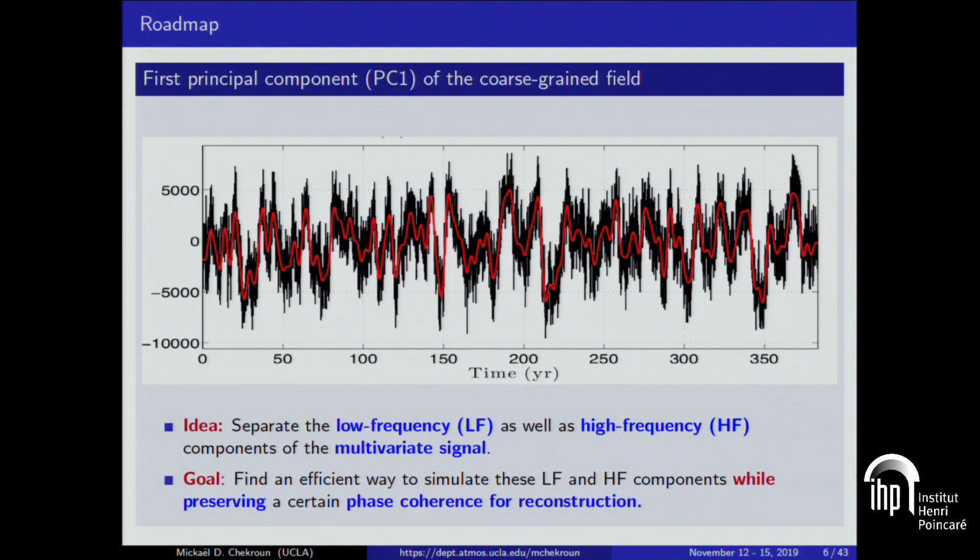Because some theories could be in advance of phase compared to others, and if you mess up with this, then you will get a soup. Because you see that the original field has coherent structures, clearly you have the jet, for instance, so you want to preserve a certain phase coherence. So this is not trivial, but this is what we will keep in mind.